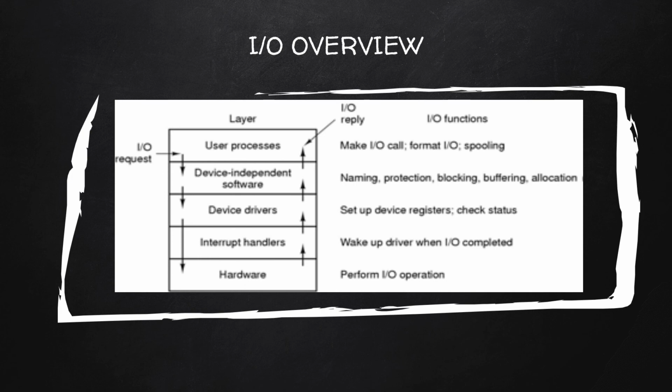So this is an I/O overview. At the very bottom, we have the hardware. On top, we have the interrupt handlers, and on top of that, we have the device drivers, which we talked about. On top of that, device-independent software, and then user processes.